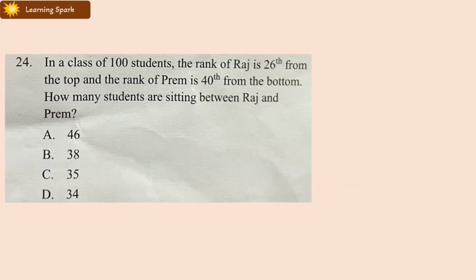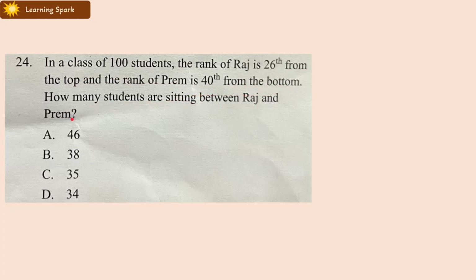Question number 24 is on the screen now. So let's solve this together. It says that in a class of 100 students, the rank of Raj is 26th from the top, rank of Prem is 40th from the bottom. Okay. How many students are sitting between Raj and Prem?